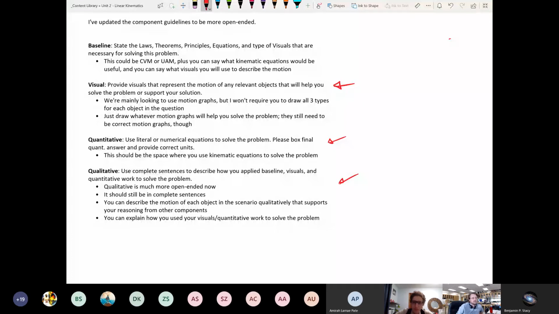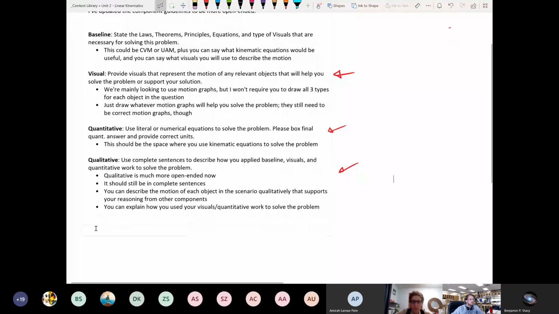You could think about qualitative as, you solve the problem and now you're kind of teaching somebody else how to do it. So that could be like explaining your work, basically. Okay, so it's a little more open-ended. It's you showing with words and complete sentences, qualitatively describing what you did to solve the problem.